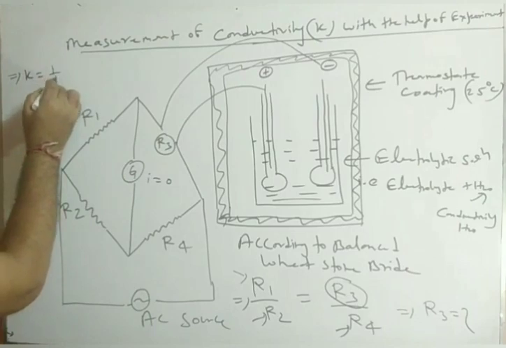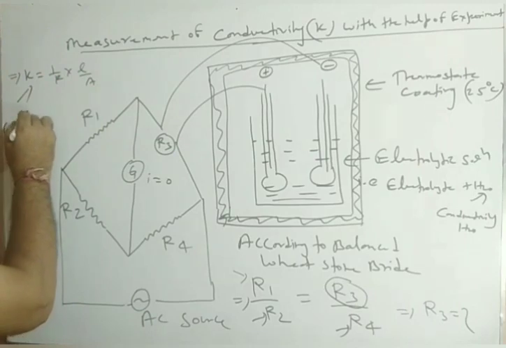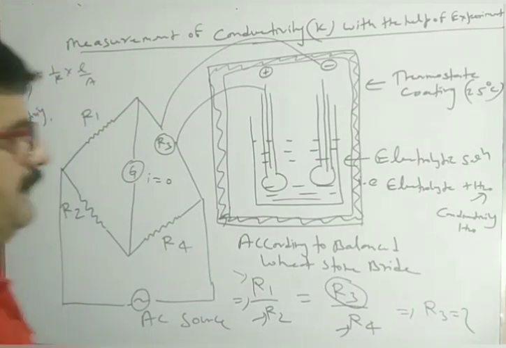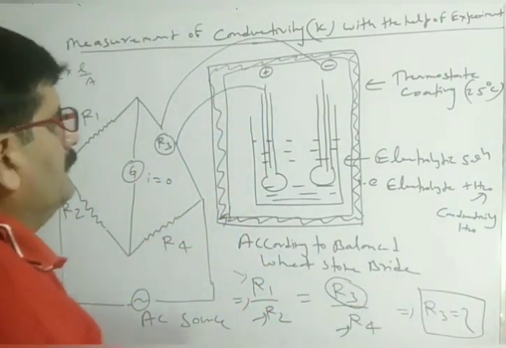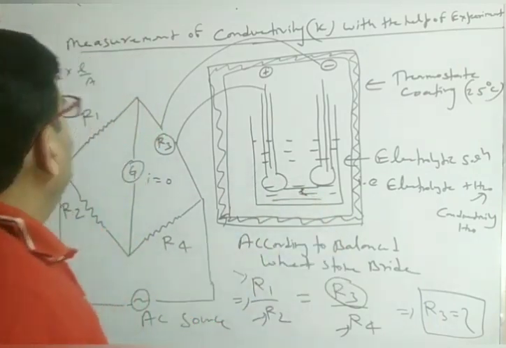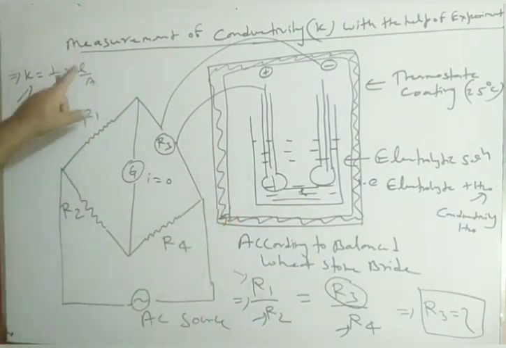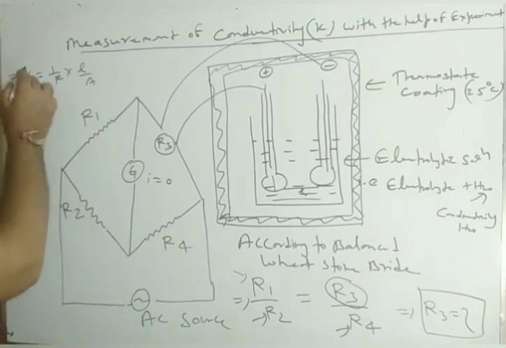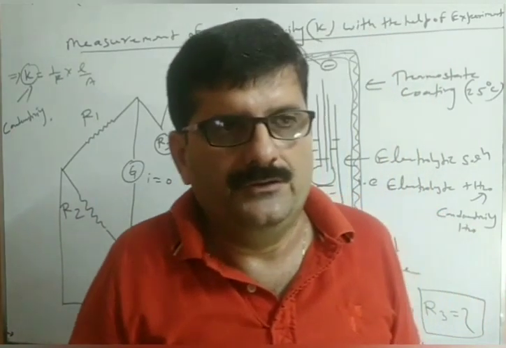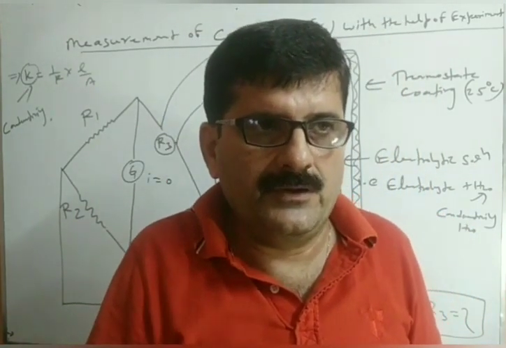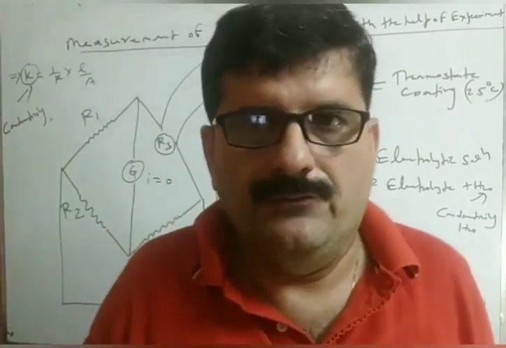You know very well K is equal to 1 by R into L by A. K is what? Conductivity. R is resistance. R is what? R3. L is equal to what? Length between the electrodes. A is what? Area of cross section of the electrode. So L, A and R are given. Then you can find out the value of what? K. K is called what? Conductivity. So this is the experimental technique by which we can predict the value of conductivity. Thank you.